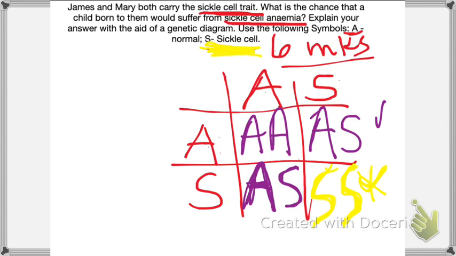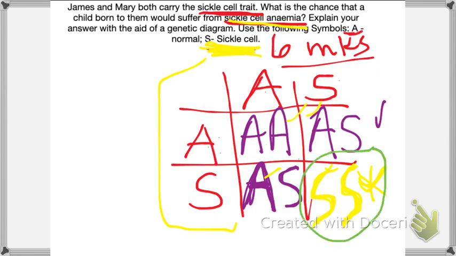So that doesn't answer the question. This is just part of the question. The question that CXC asked here is to use a genetic diagram to predict the chance that a child born to them would suffer from sickle cell. So you have to go on to say some interpretation now of this. What they want to know is whether the child will have sickle cell anemia. So we can ignore 1, 2, 3 and just focus on what they want you to focus on, which is this bit here, right?